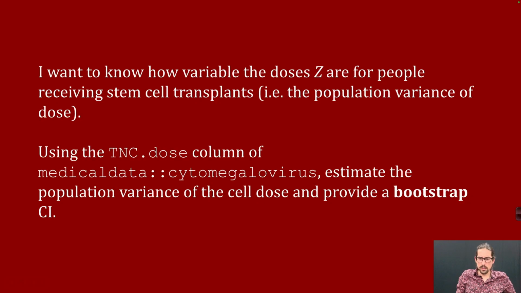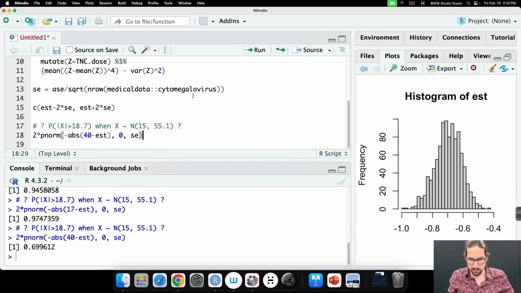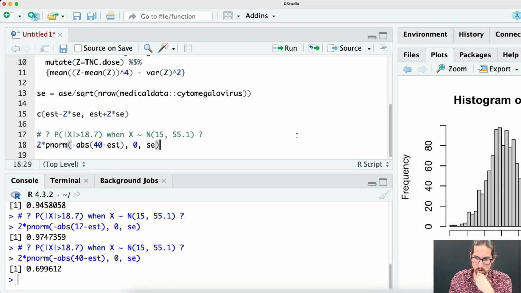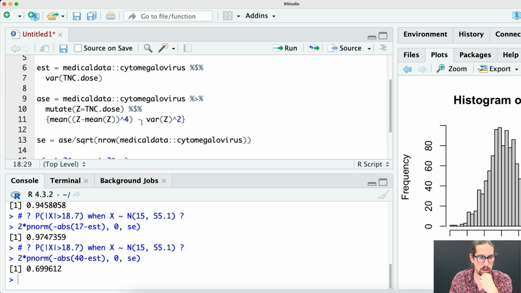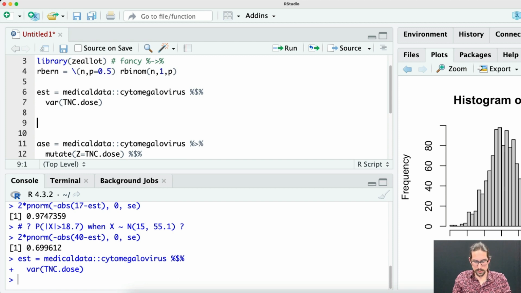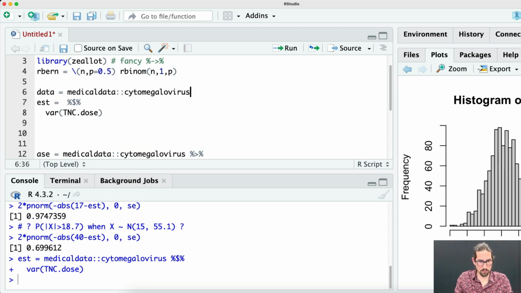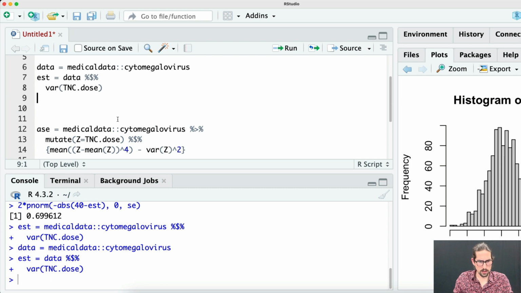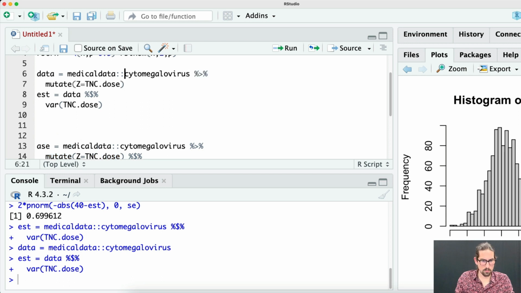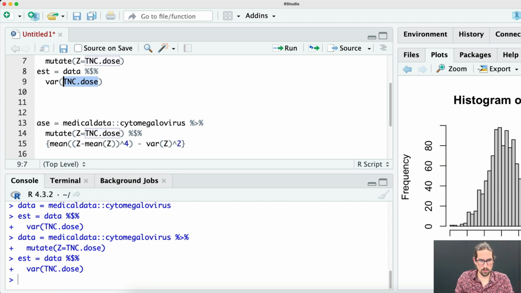So let's play around with it. This is the same data set we had here, and we want to do a bootstrap confidence interval. Okay, so this is our estimate.